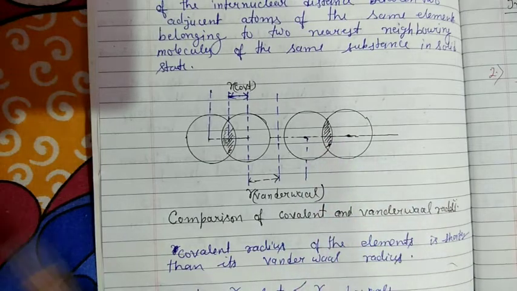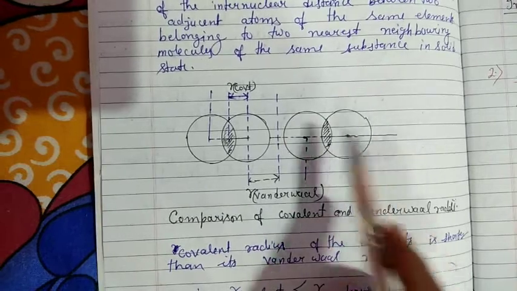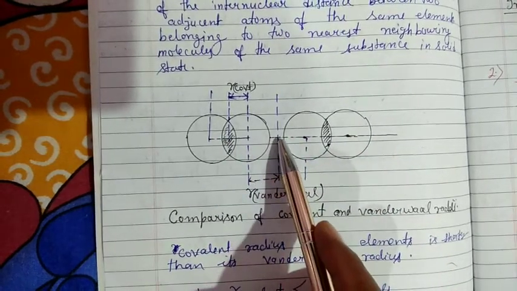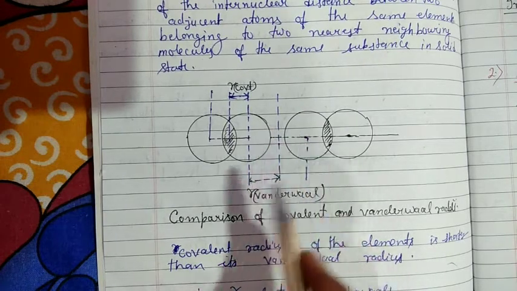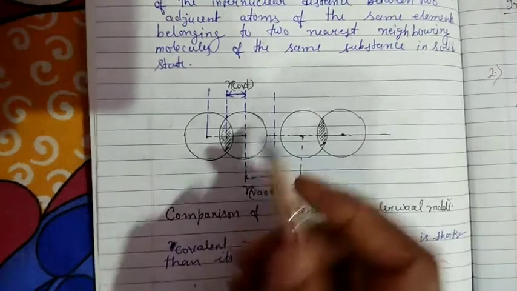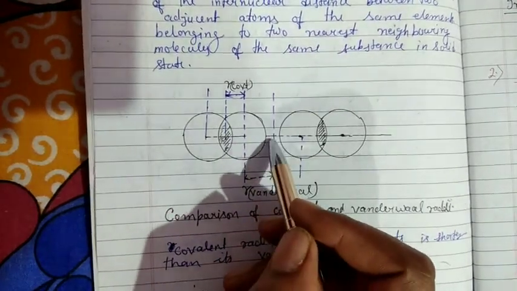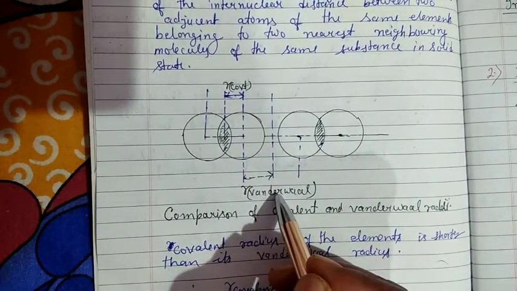These neighboring molecules, this is one molecule and this one is another molecule. These neighboring molecules, half of the internuclear distance between two adjacent atoms. So the van der Waals radius is from the center of these molecules, and half of this internuclear distance is called van der Waals radius. Okay.